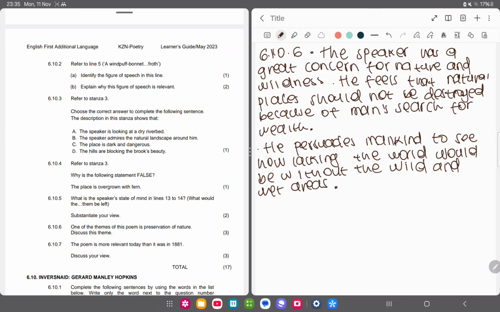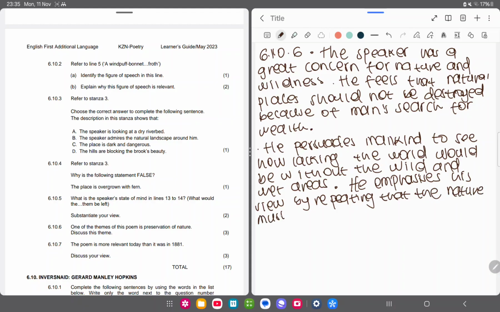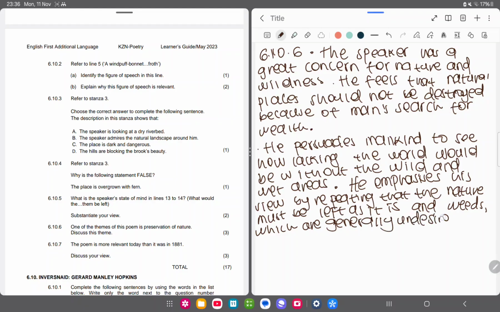Now you can continue to say that he emphasizes his view by repeating that nature must be left as it is, and weeds, which are generally undesirable, must be left to flourish in their natural wild habitats.